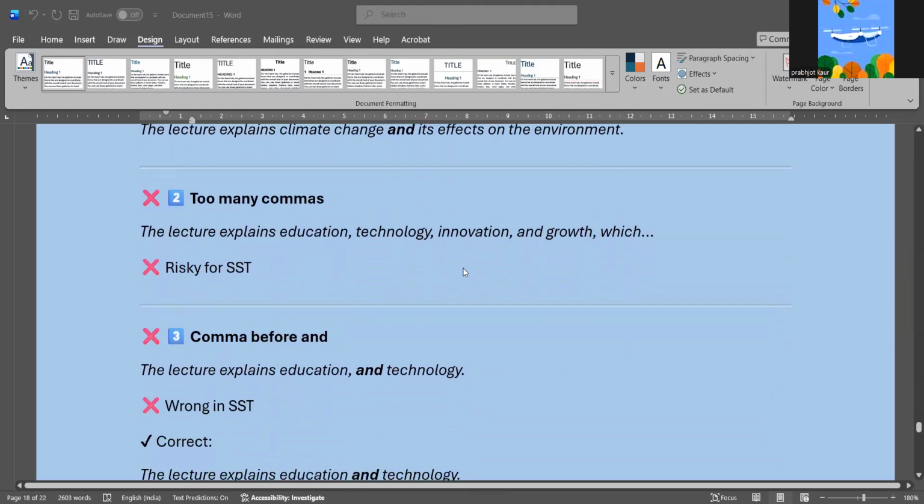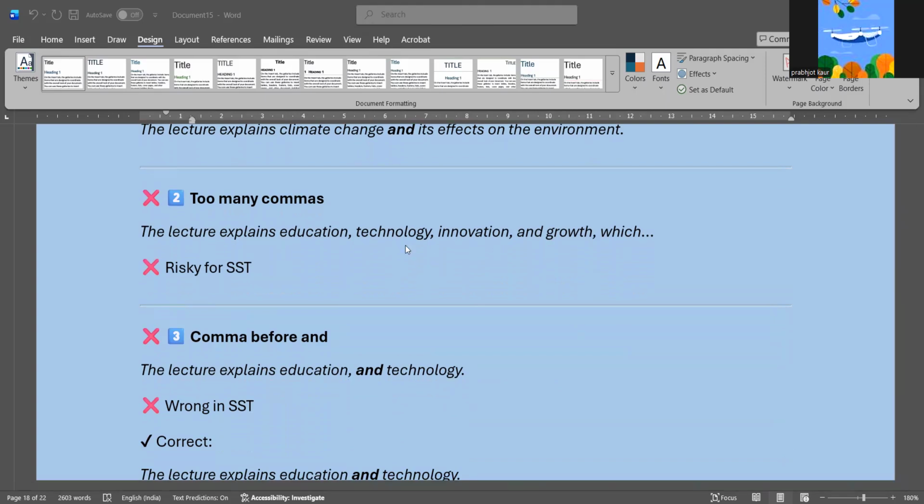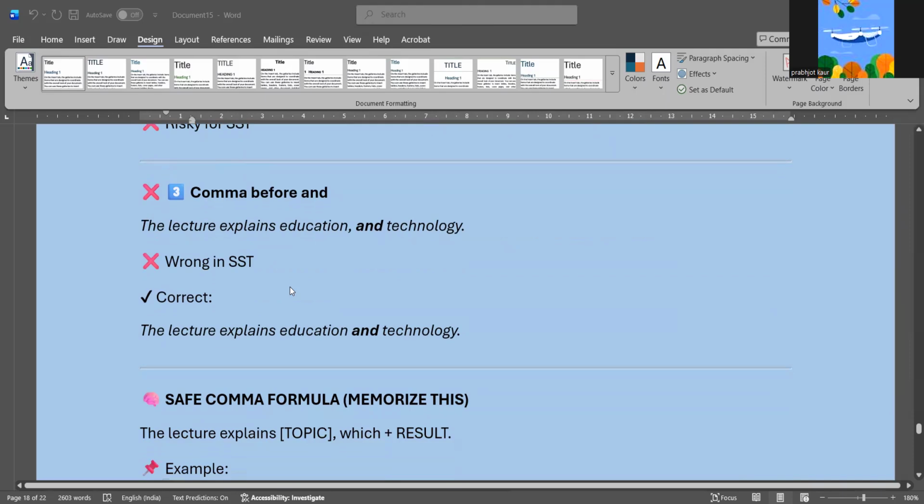The lecture explains education, technology, comma and growth, and then comma and which. That type of sentence is risky for SST, so you can't use it. Here you can see the correct one: the lecture explains education and technology.